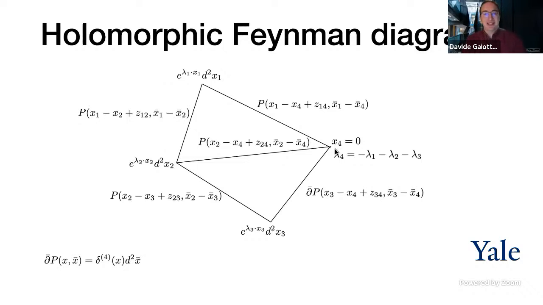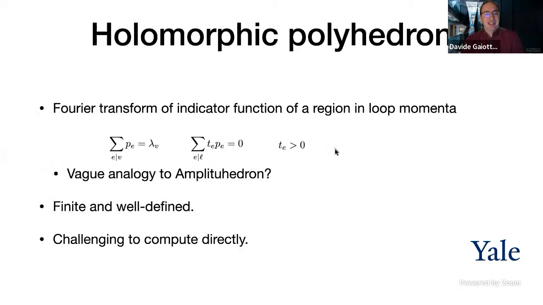So we found that we can manipulate these integrals until they become essentially the Fourier transform of a region in the space of loop momenta. So you can take an element in C^2 for every edge, require that they add up to the momenta at each vertex, so they're essentially the momentum flowing through the edges. And then you can impose this constraint that there are some positive real numbers for each edge, such that if you add up this coefficient times the momentum along each loop, you get 0.